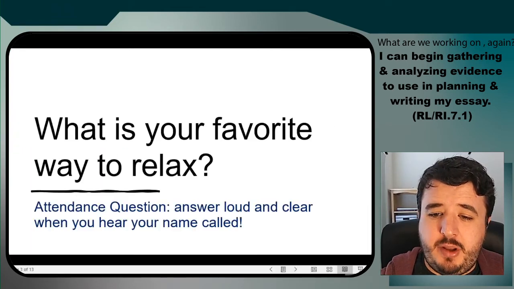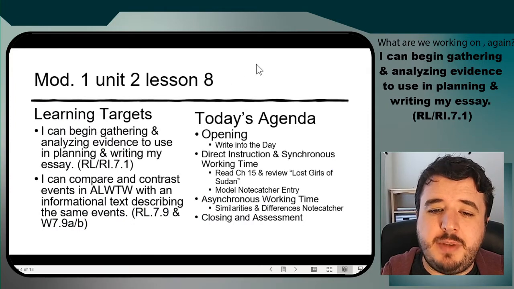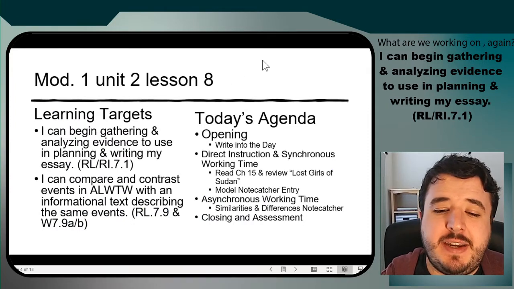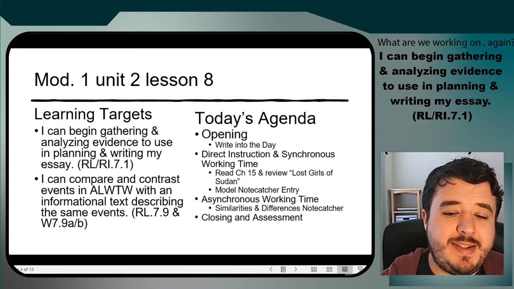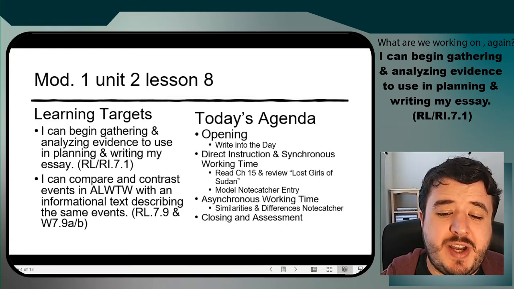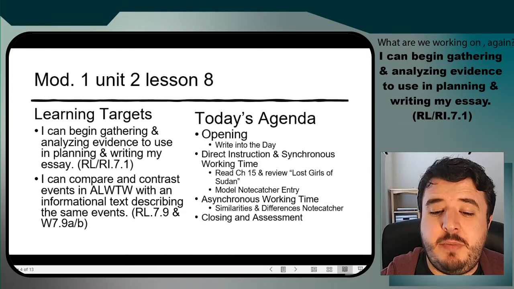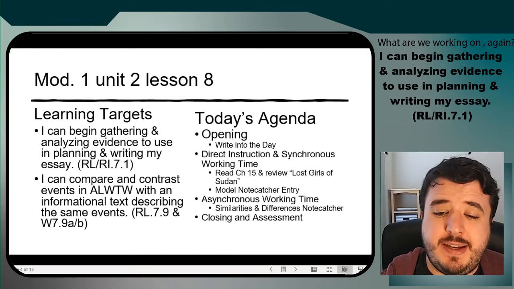That's not updating very well, is it? There we go. I can begin gathering evidence and analyzing evidence to use in planning and writing my essay. The second one is I can compare and contrast events in A Long Walk to Water with an informational text that describes the same events.